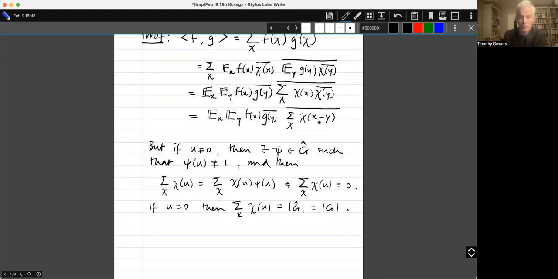So we get that the sum over chi of chi of x minus y, even with the bar over the top, equals the size of g if x equals y, and naught otherwise.